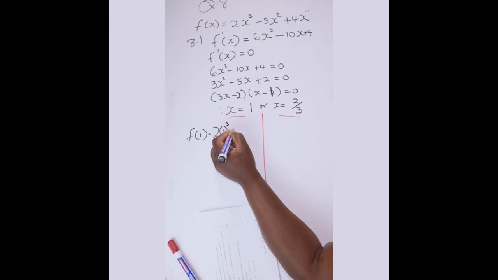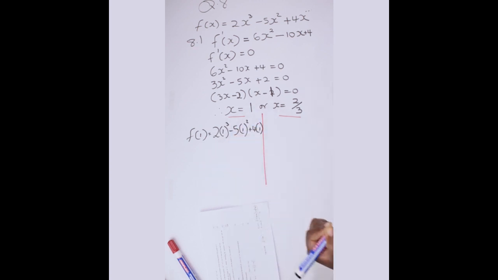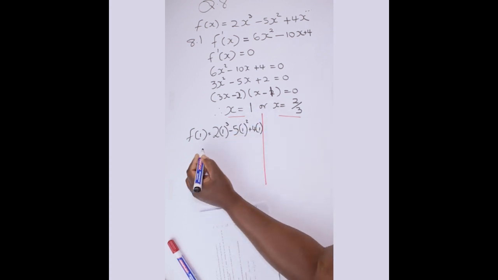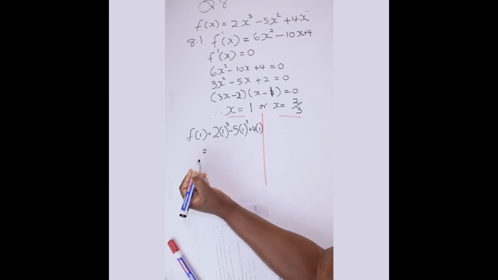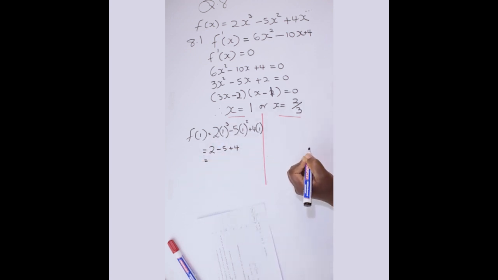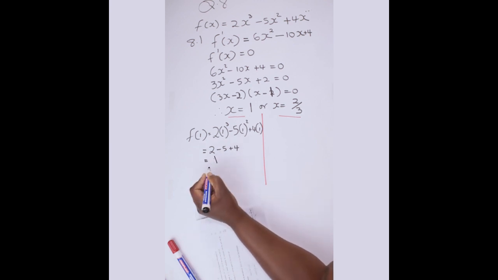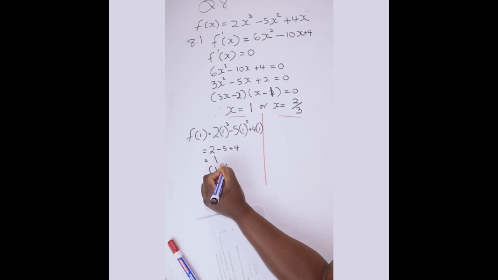For x equals 1, f of 1 equals 2 multiplied by 1 to the power 3 minus 5 times 1 squared plus 4 times 1. You must be careful and make sure that you go back to the original equation to substitute in order to find the y value. That is 2 minus 5 plus 4, which gives us positive 1. So one of the coordinates, therefore, will be (1, 1).